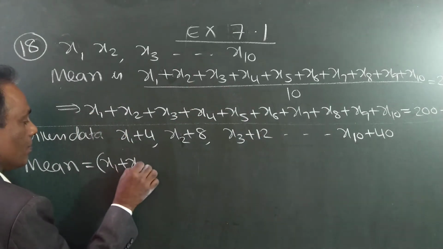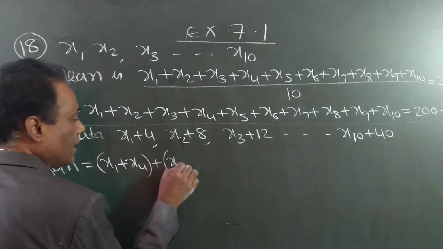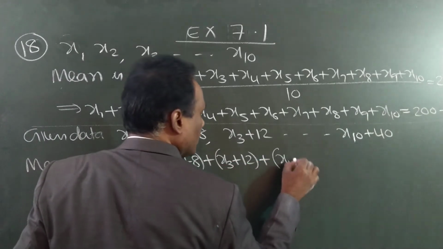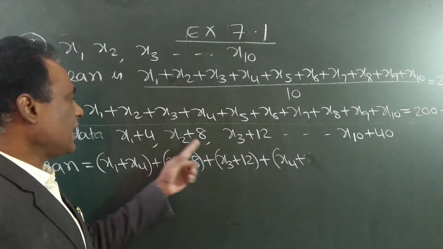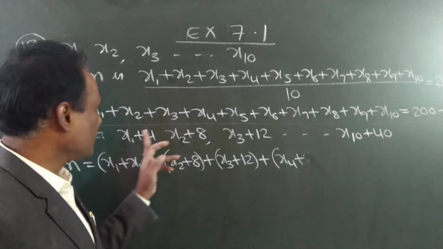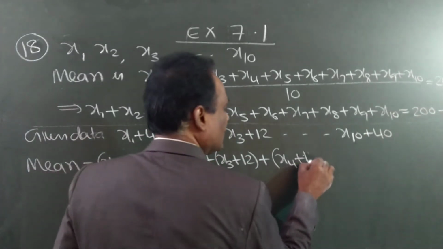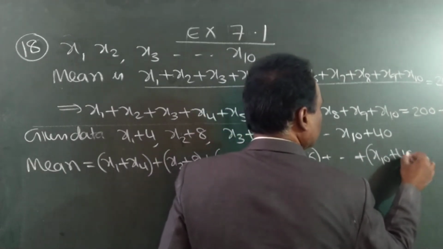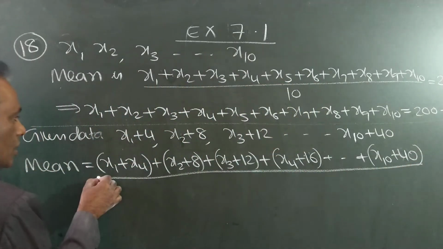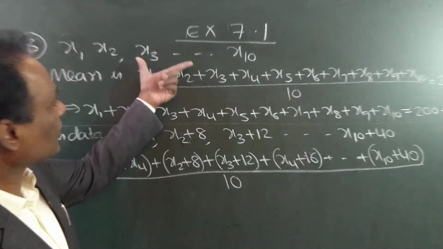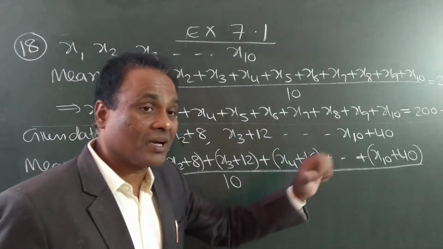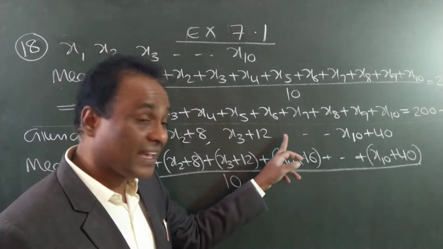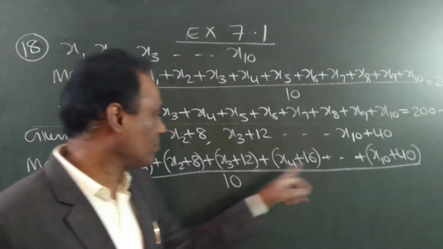See here. First number, second number, third number, fourth number. Fourth number means 4, 8, 12, with a difference of 4: 8 plus 4 is 12, 12 plus 4 is 16, like this, and so on, x10 plus 40, by how many terms? 10 only. The first data also has 10 terms, and here also there are 10 numbers. Why 10 numbers? Because x1 is the first number, x2 the second number, x3 the third number, x4 the fourth number, x10 the tenth number. So how many numbers? 10 numbers.